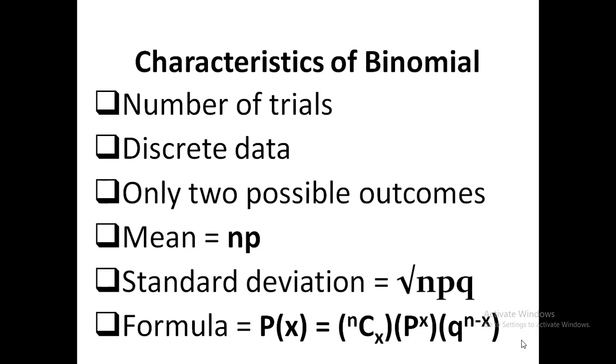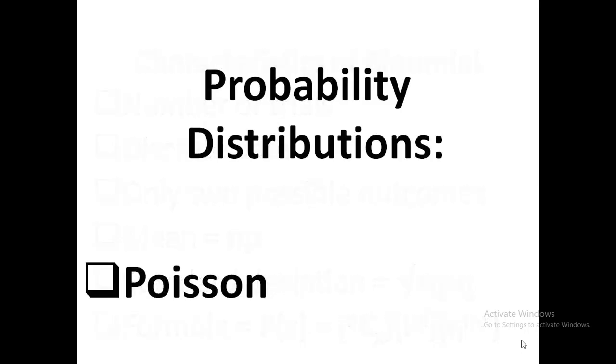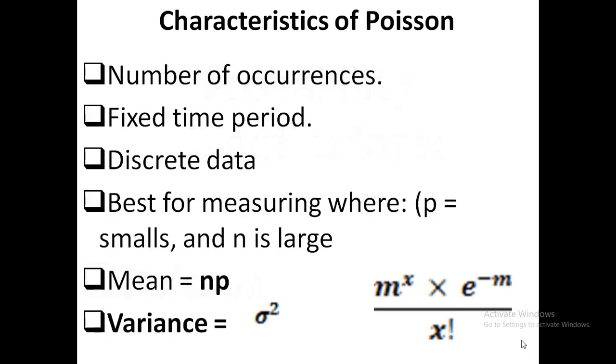The formula for binomial is the probability of x equals n combination x. You find that on your scientific calculator, don't worry about it. n combination x multiplied by p to the power x multiplied by q to the power n minus x. q is the probability of failure, p is the probability of success. So once you have the probability of success, the probability of failure, q, will be equal to 1 minus the probability of success.